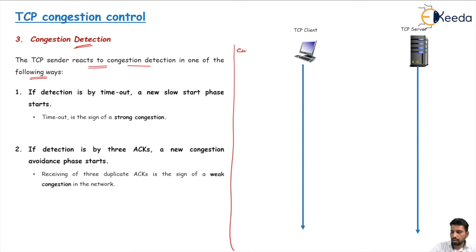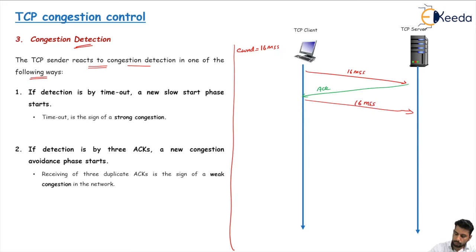Last, the congestion window is equal to 16 MSS, we send 16 MSS and expect the acknowledgement, and again he sends 16 MSS, up to the point that congestion does not occur and the acknowledgement is received. Here there are two ways the congestion may be possible.